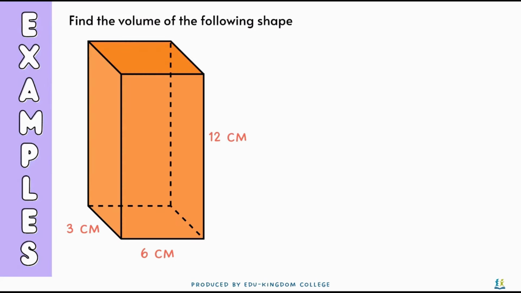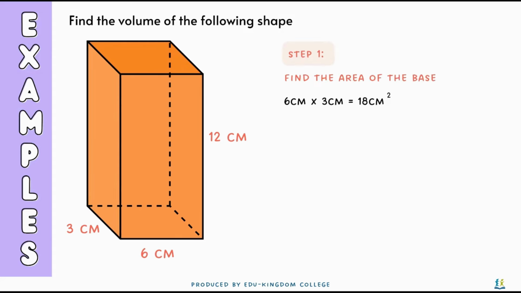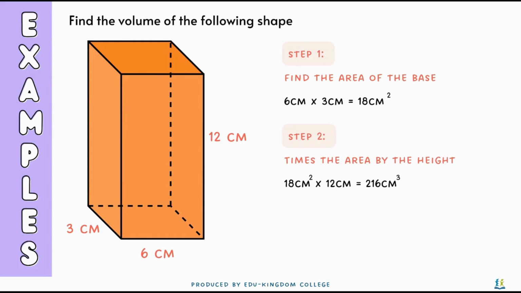Now let's have a look at an example. Find the volume of the following shape. This shape is going to be a rectangular prism. First step, we have to find the area of the base. 6 times 3 gives us 18, therefore the area of the base is going to be 18 centimeters squared. And then we have to times the area by the height. 18 centimeters squared times 12 centimeters gives us 216 centimeters cubed.